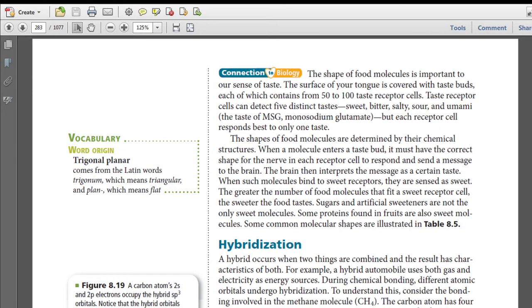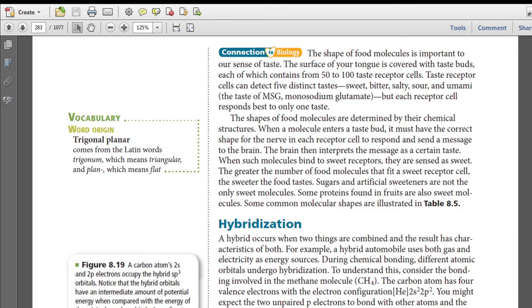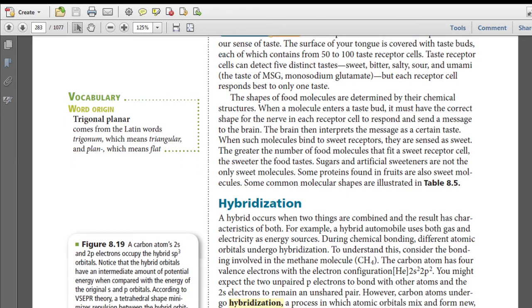The shapes of food molecules are determined by their chemical structures. When a molecule enters a taste bud, it must have the correct shape for the nerve in each receptor cell to respond and send messages to the brain. The brain then interprets the messages as a certain taste. When such molecules bind to a sweet receptor, they are sensed as sweet. The greater the number of food molecules that fit a sweet receptor cell, the sweeter the food tastes. Sugar and artificial sweeteners are not the only sweet molecules. Some proteins found in fruits are also sweet molecules.